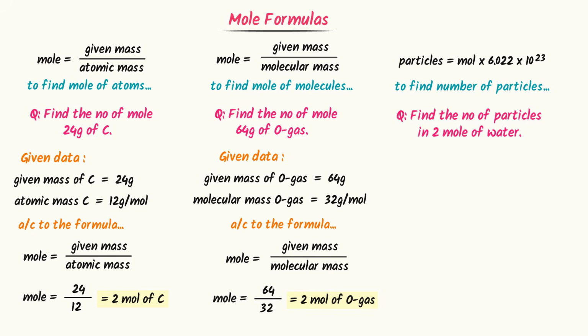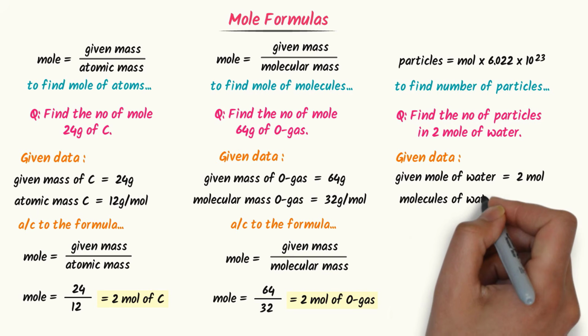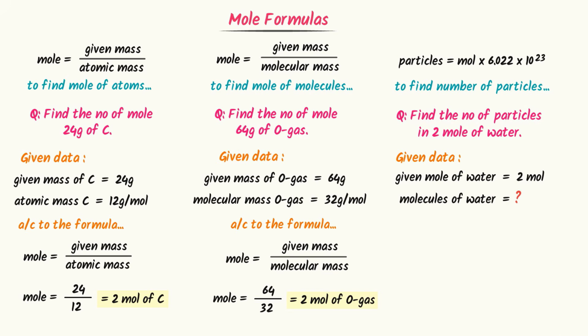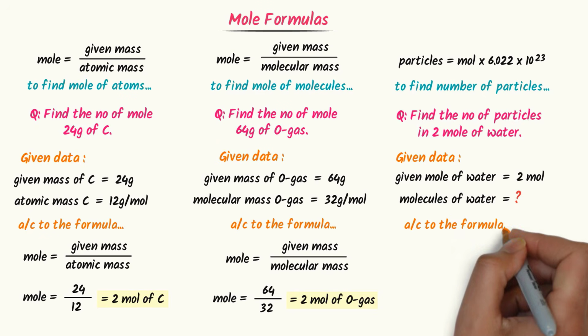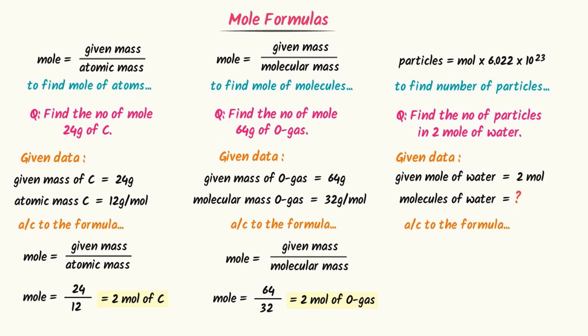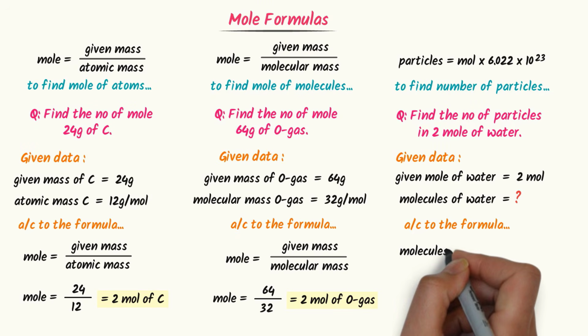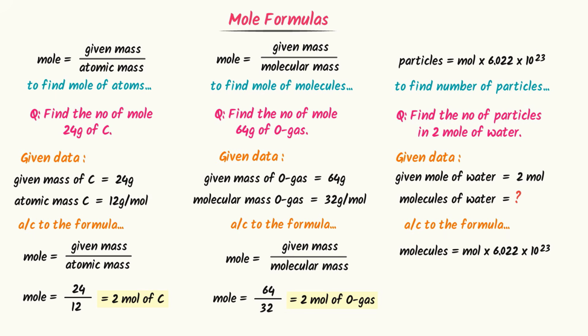In case of the third question, the given data is the given number of moles of water, which is 2 mole. We need to find the number of molecules of water in it. To find molecules, atoms or ions, we use the third formula. Number of water molecules in 2 mole is equal to number of moles into 6.022 into 10 raised to the power 23. I write number of molecules of water, which is equal to 2 into 6.022 into 10 raised to the power 23.